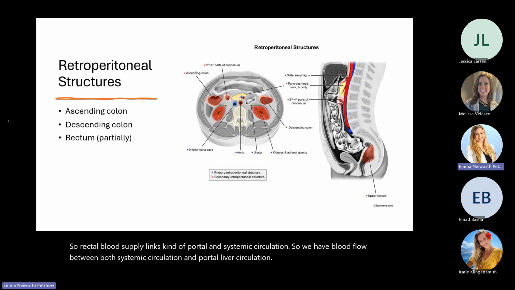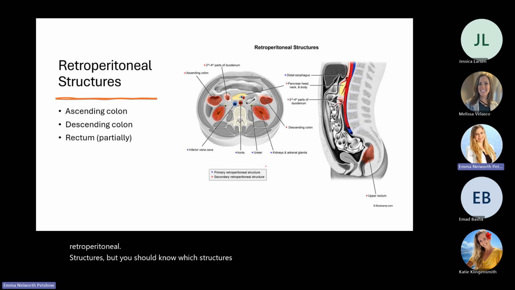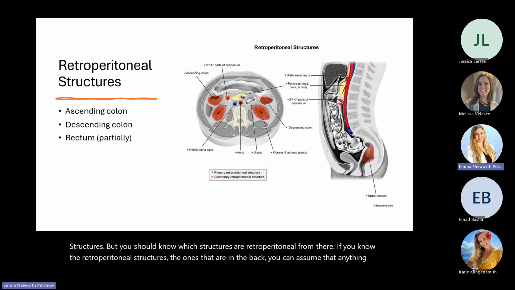The other component of the gut to note from an anatomical perspective is our retroperitoneal structures. They love asking about this. It's not clinically relevant unless you're ordering imaging. But ascending and descending colon and part of the rectum are retroperitoneal for the large intestine structures. There are so many different mnemonics and things you can memorize. Whatever works for you, it doesn't matter, but you should be able to list off. This slide lists the primary and secondary retroperitoneal structures, but you should know which structures are retroperitoneal. From there, if you know the retroperitoneal structures, the ones that are in the back, you can assume that anything that's not on that list is not retroperitoneal. Then you don't need to memorize where it is in the abdominal cavity.